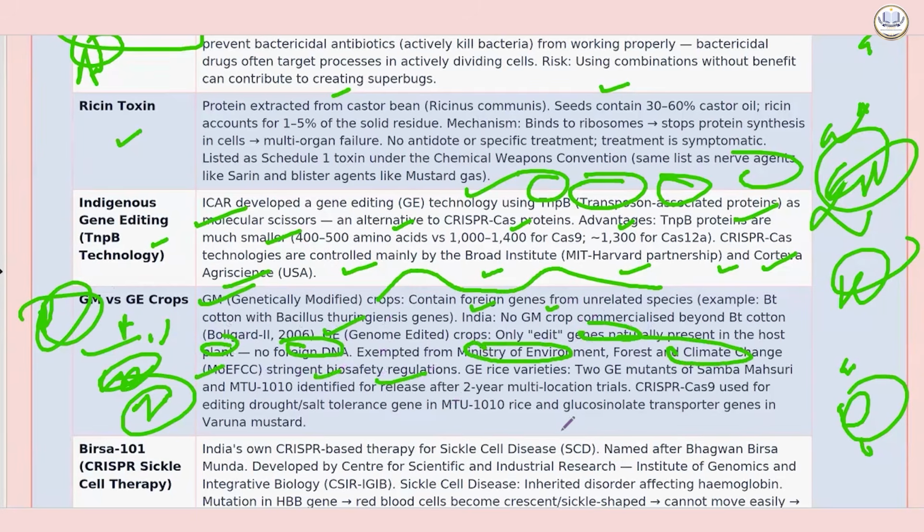We have genome-edited rice varieties, two GE mutants of Samba Mahsuri and MTU 1010, identified for release after two years of multi-location trials. CRISPR-Cas9 was used for editing a drought or salt-tolerance gene in MTU 1010 rice and glucosinolate transporter genes in Varuna mustard.